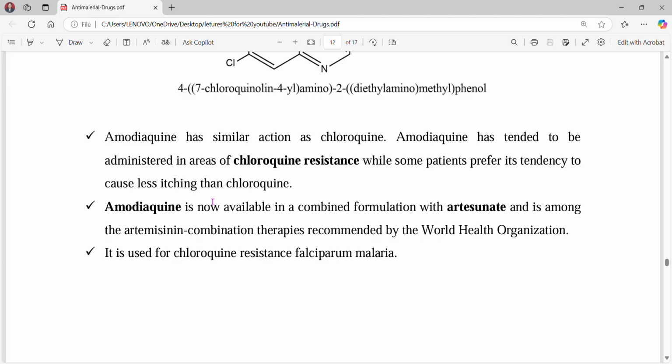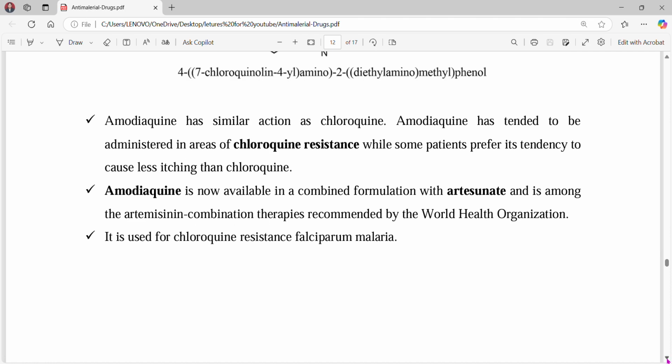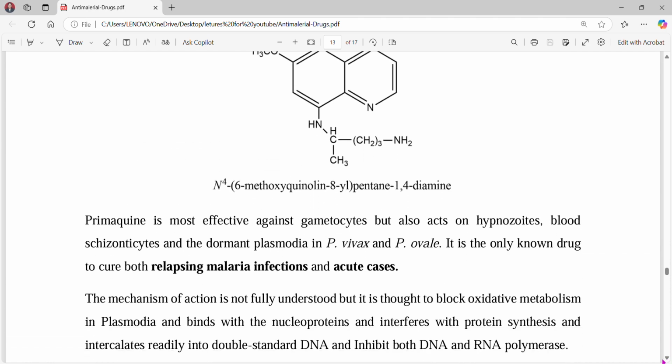Amodiaquine is now available in a combined formulation with artesunate. It is among the artemisinin combination therapies recommended by the World Health Organization. This is also used for chloroquine resistant falciparum malaria. So this can be used against the disease falciparum malaria.